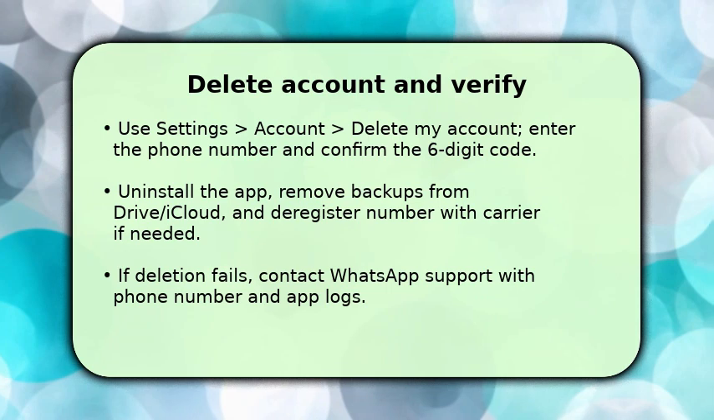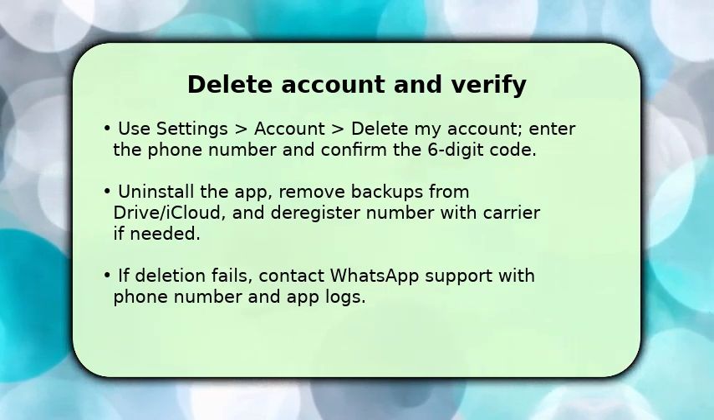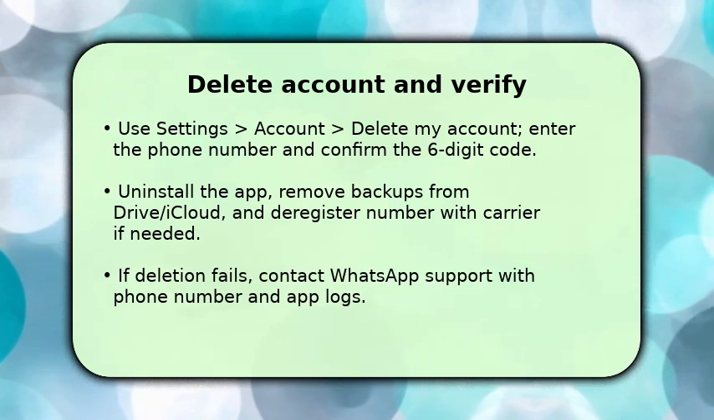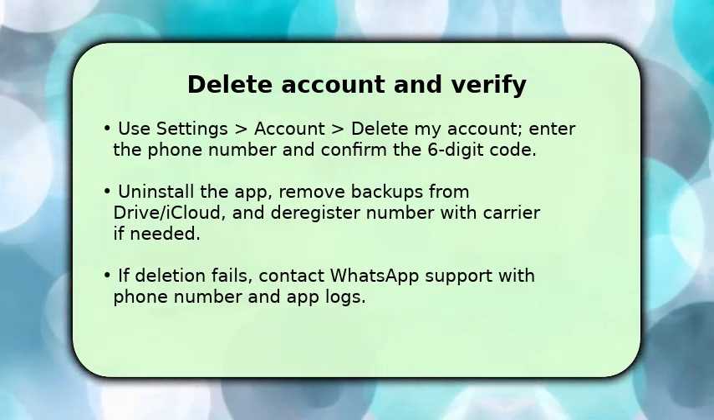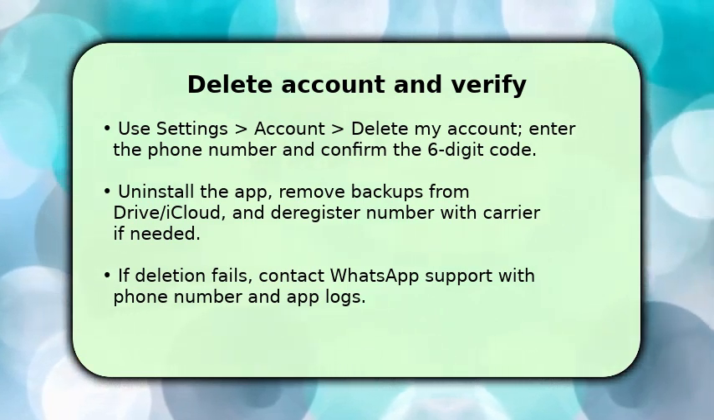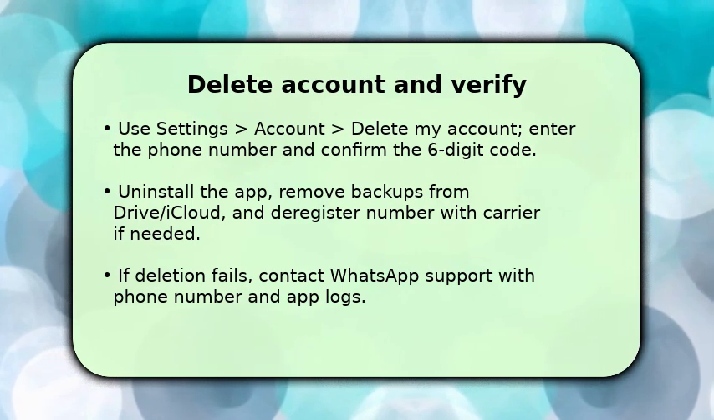Once done, uninstall the app and manually delete any backups from Google Drive or iCloud, and consider dereferencing the number with your carrier. If deletion doesn't complete, contact WhatsApp support with the phone number and error details. They can clear stuck records or advise next steps.